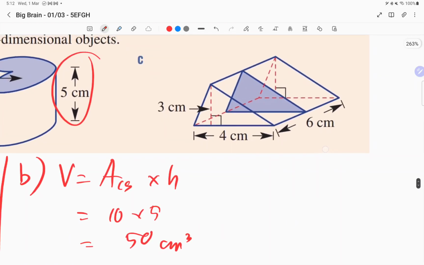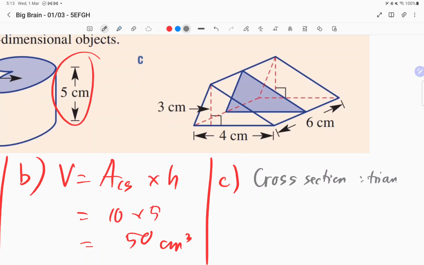Now for this question C, how do we find it? What's the shape of the cross section? Triangle, correct. What's the area of a triangle? Base times height divided by 2. Alvina, what's the area of this triangle? This cross section area? 6, correct. Area of the cross section times the height.